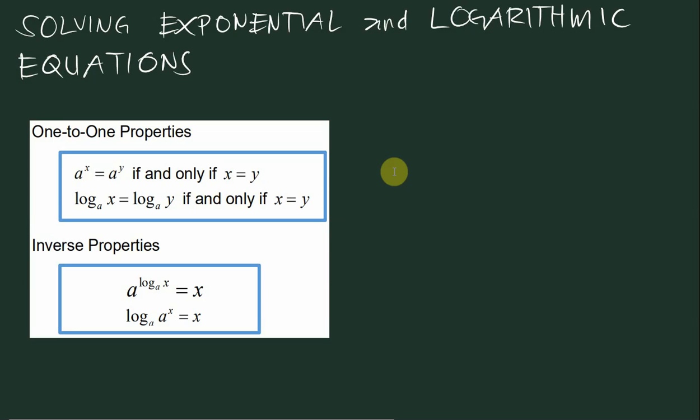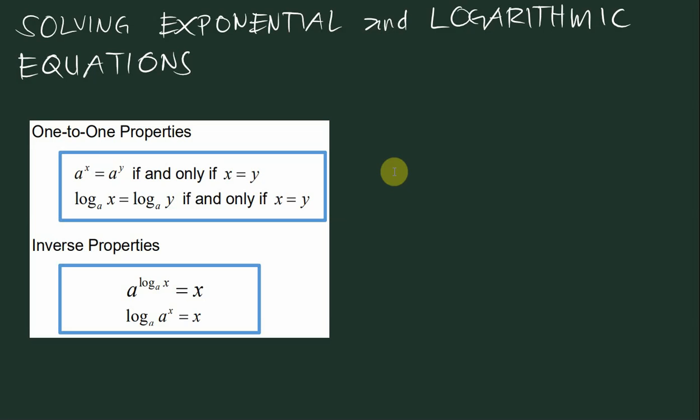Okay, hello everyone. So let us now proceed to solving exponential and logarithmic equations. Now we will use all of the properties that we have learned in the past video about properties of logarithmic equations. And especially in solving exponential and logarithmic equations, the following properties are very useful.